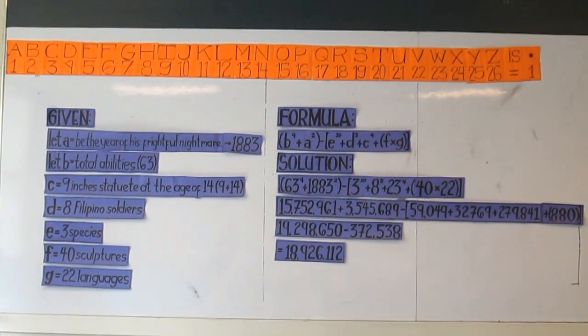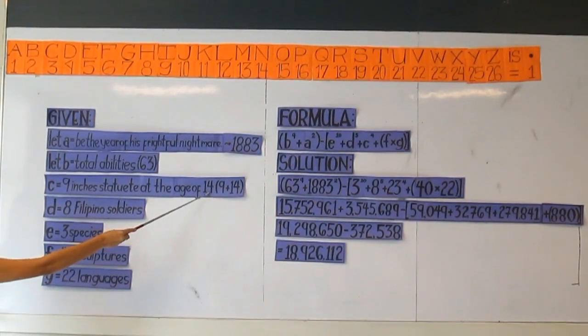The fourth is, during his childhood, he was 14 years old at that time. Rizal was able to build a 9-inch statue. Let C is equal to the 9-inch statue at the age of 14.